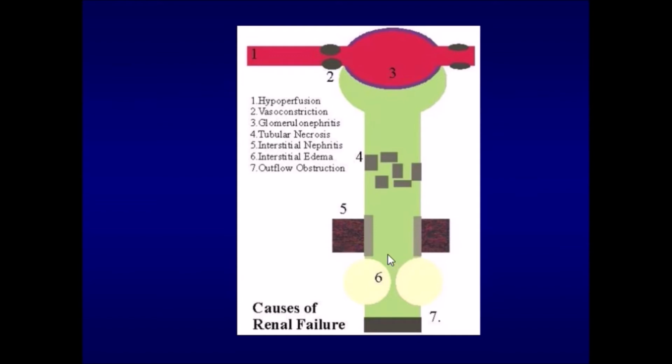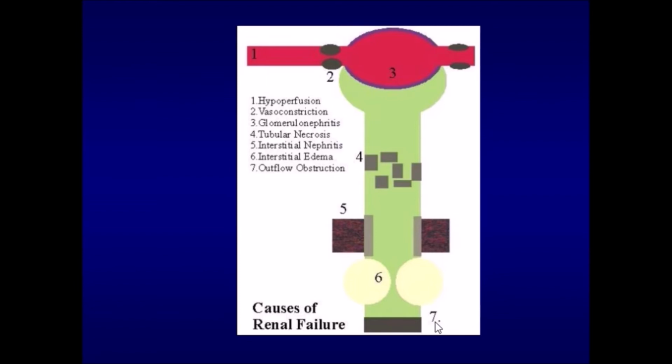Such nephritis, such inflammation of the nephron, could be caused by the interstitium of the kidney. And here is number 6, the somehow bigger balls. They are showing us edema. This edema could be due to the interstitium of the kidney. So interstitial edema could also be the cause of renal failure.